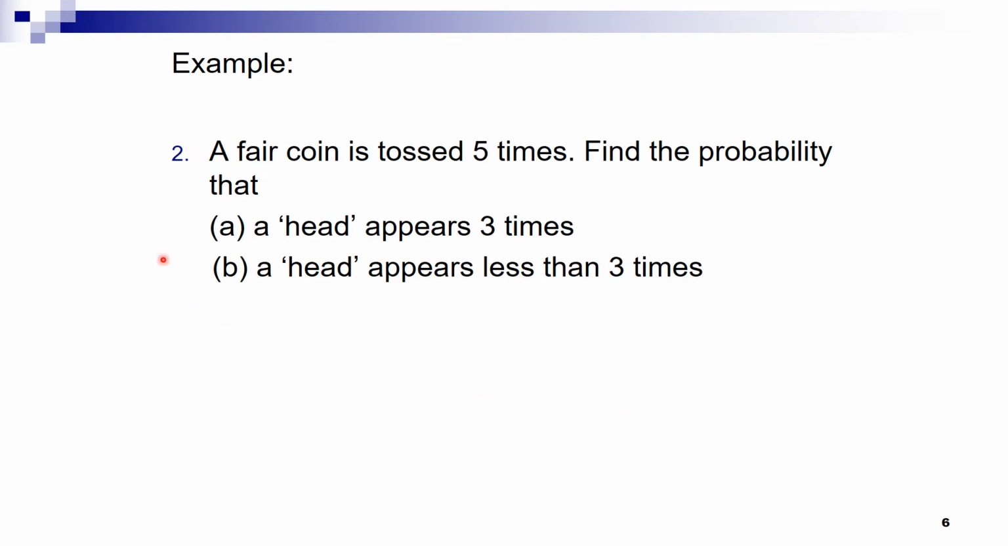Okay, the second example, you can read the question in your handout. Here a fair coin is tossed 5 times. Find the probability that a head appears 3 times, and the probability that a head appears less than 3 times. Now, before we look at the solution, what is the probability of getting a head? It is just 1 over 2 or 0.5 because we have only two possibilities which are a head or a tail. So it's 1 out of 2.